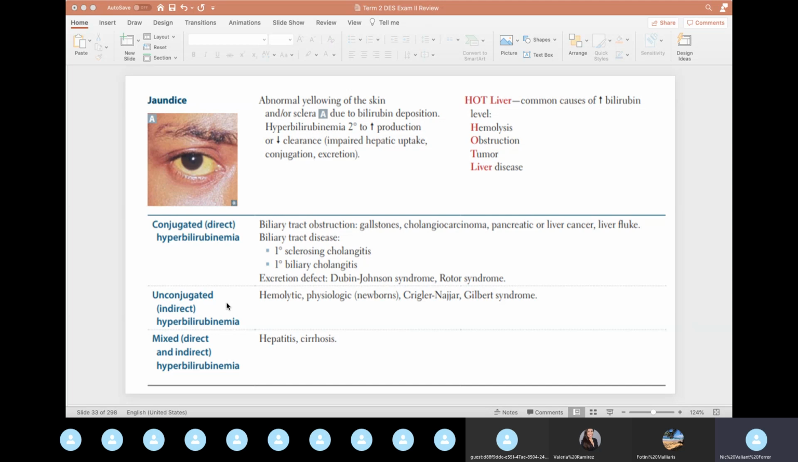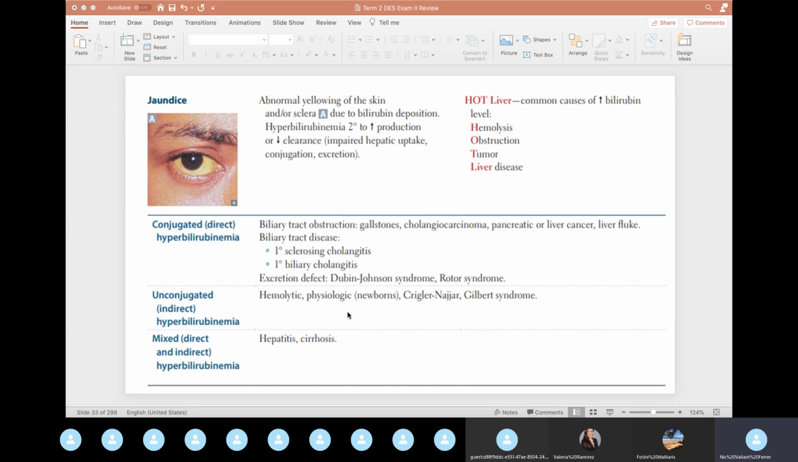Okay, conjugated direct hyperbilirubinemia. What if I have unconjugated or indirect hyperbilirubinemia? What diseases can cause an increase of these? Hemolysis, think about hemolysis, okay? Think about G6PD deficiency. Think about sickle cell anemia. It can be physiologic in newborns, yes. That's why they need to be treated with phototherapy. You need to expose them to UV light to make the unconjugated indirect bilirubin water soluble. Crigler-Najjar and Gilbert syndrome can also give you unconjugated or indirect hyperbilirubinemia.